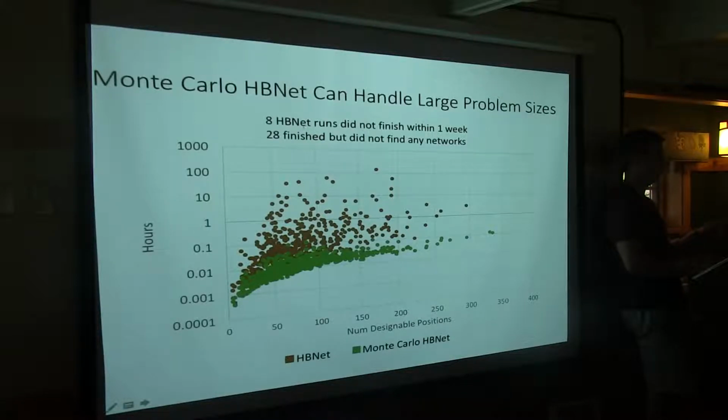The smallest HBNet that didn't finish was at 45. So even this end of the spectrum was running into issues. And even the ones that did finish, there's roughly 4 orders of magnitude. They could take anywhere from 36 seconds, this line is, to, this is 100 hours. Where Monte Carlo HBNet, none of them took more than 7 minutes, I don't think. And then 28 of the HBNet runs finished, but they didn't find any networks, where every Monte Carlo found something. And the benefit of the Monte Carlo, too, is if you don't find anything, you just run it again. It's not deterministic. HBNet is.